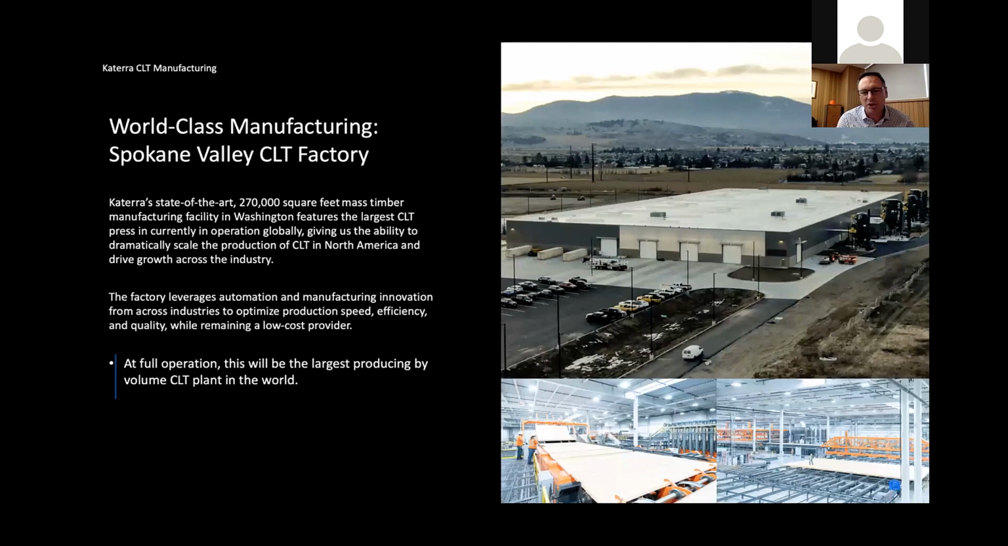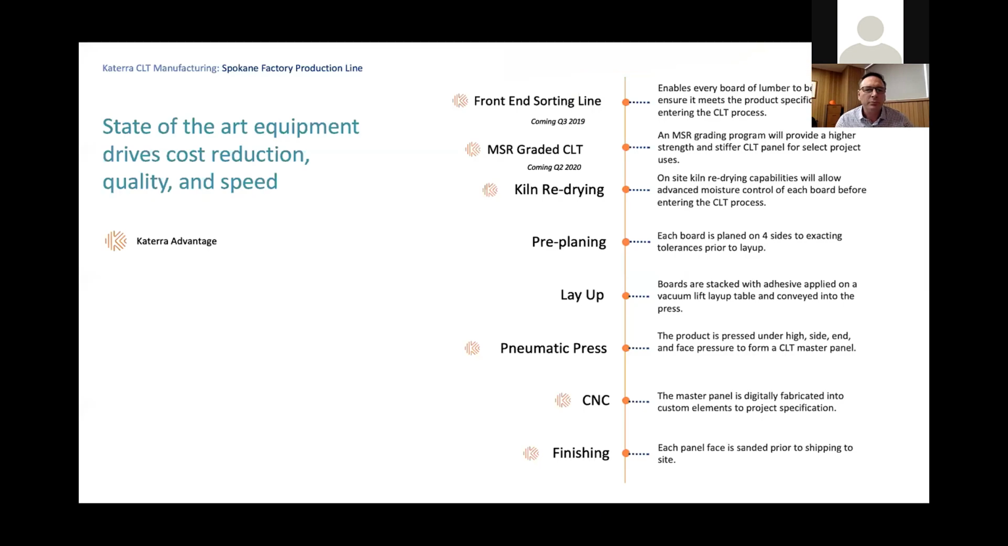And there's a couple of shots down there. They're at the bottom of their plant using their equipment. This is their state-of-the-art equipment sequencing. So they go from their timber grading through the planing, through the layout process, through the press and the CNC technology to finish.